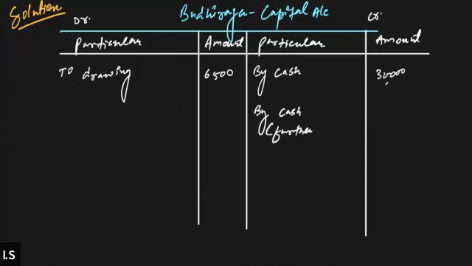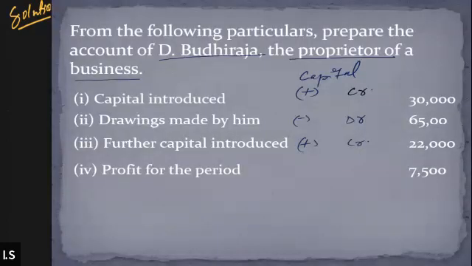Just for the reference, I'm writing further capital introduced. And here it was capital introduced. And further capital was introduced, 22,000. All right. Coming back to the last item, profit for the period.